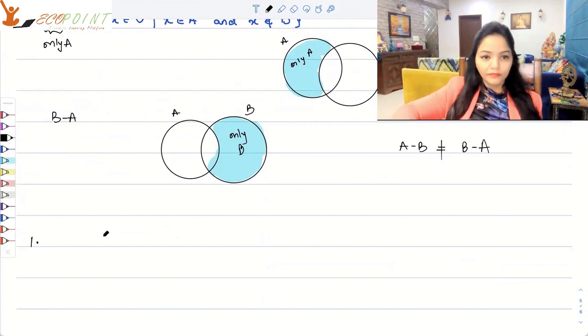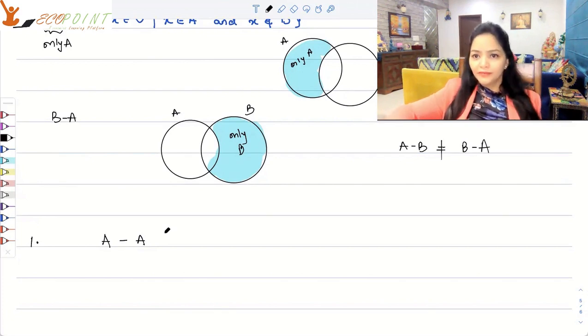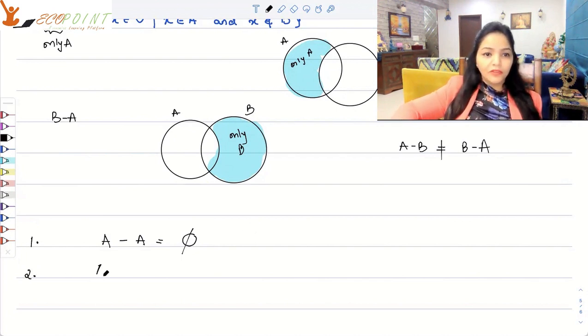So number one, if you take the difference of A from itself, that means you are taking the entire A out of A. What will you be left with? You will be left with no entries, no element. You will be left with phi. Number two, if you take out phi from A, what are you doing? You have a set of elements A and you take out nothing out of it because phi consists of no entries. You take out no entry out of it. That means you will be left with the entire set A.